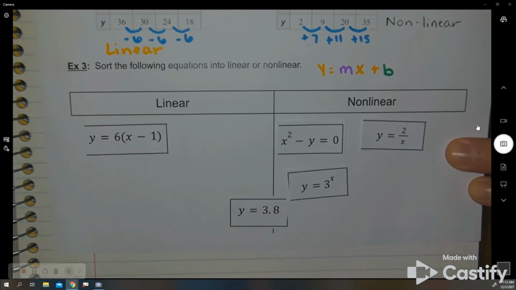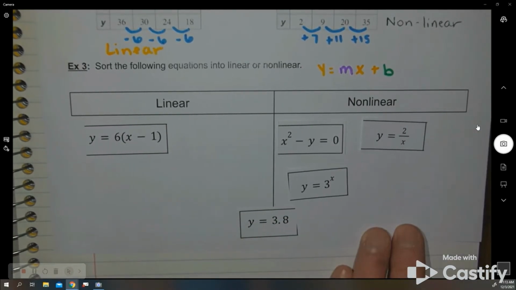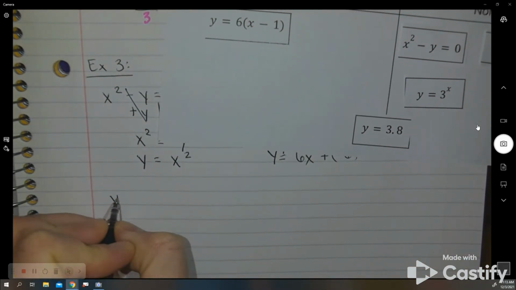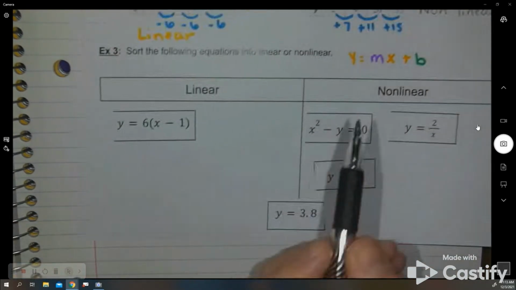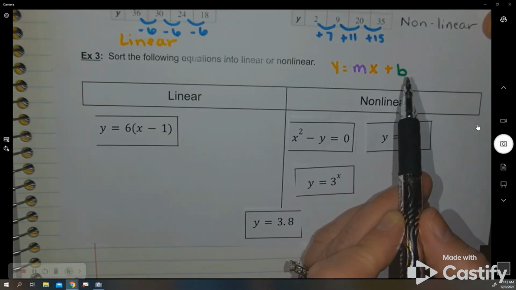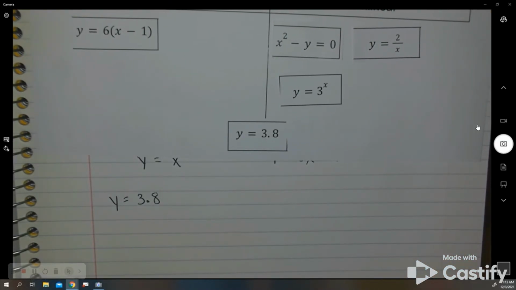Next one we're taking a look at is y equals 3.8. This one looks a little bit tricky, and I want to show you something here on your paper. We have y equals 3.8, but our original has y equals constant rate times x plus b. What if my constant rate was 0? Like, what if it just went up by nothing every time?